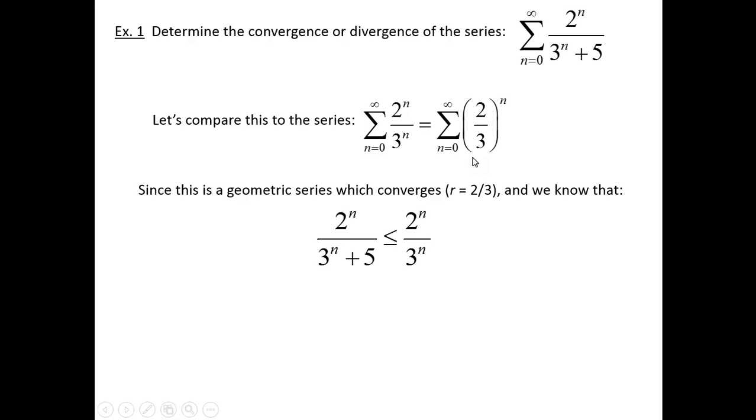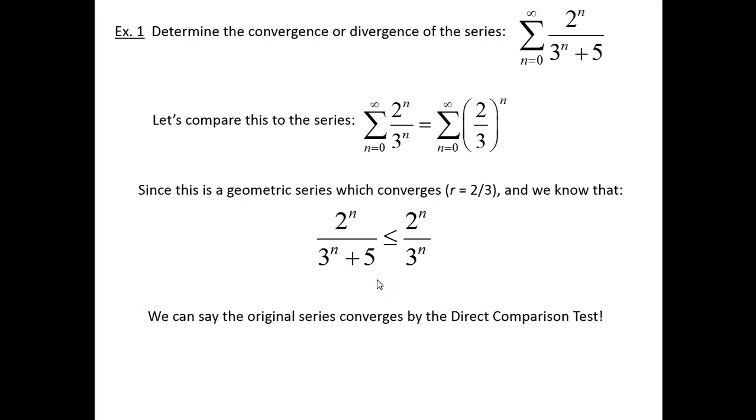And think about this relationship. 2 to the n over 3 to the n is always larger than 2 to the n over 3 to the n plus 5, which is the series we are interested in. So if this series is less than this series, and we know that this series converges because it's geometric and r is less than 1, what does that force 2 to the n over 3 to the n plus 5 to do? We would say that our series converges by direct comparison test. And the comparison was to the 2 to the n over 3 to the n, which is geometric.